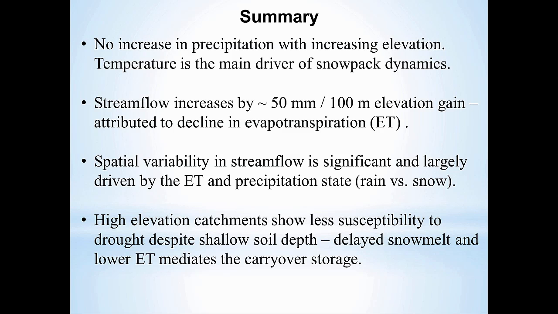So just to summarize, we find no increase in precipitation over this elevation band. The main driver is the temperature and how the temperature plays out in terms of the snowpack. We find that even though the precipitation is the same, the stream flow increases by about 50 millimeter per 100 meter elevation, and that's about the same as the decline in evapotranspiration. We find that the spatial variability in the stream flow is quite significant, even though those catchments are grouped together.